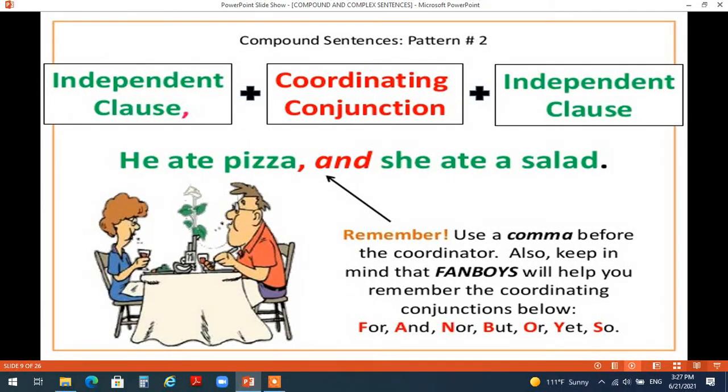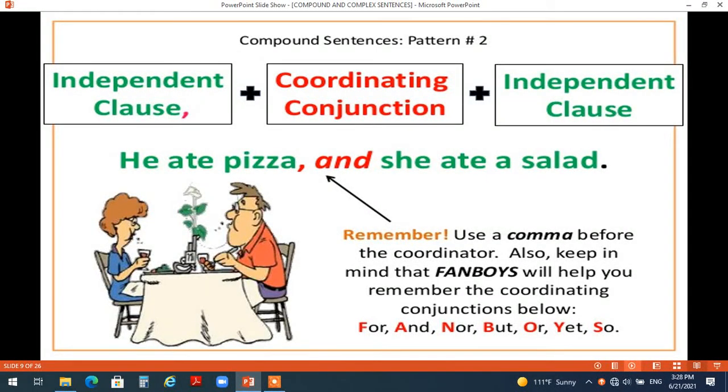These two independent clauses have been connected by using the coordinator and. Each one of these two clauses will remain independent, it can stand alone and it has a full or complete meaning. Remember, you can see the note here, to use a comma before the coordinator. As you can see here, there is a comma which is put before the coordinator. And also keep in mind that fanboys will help you to remember the coordinating conjunctions below.